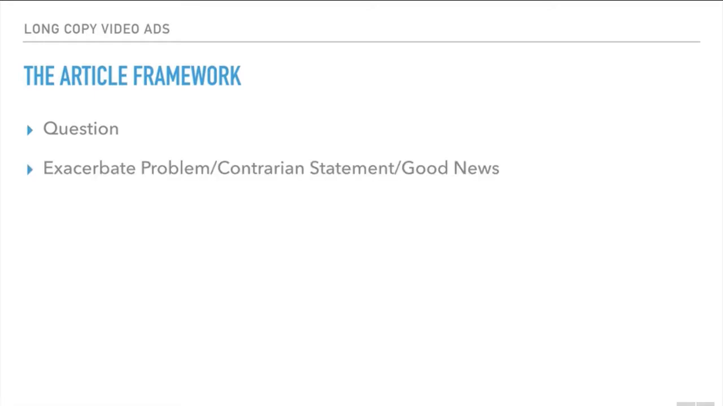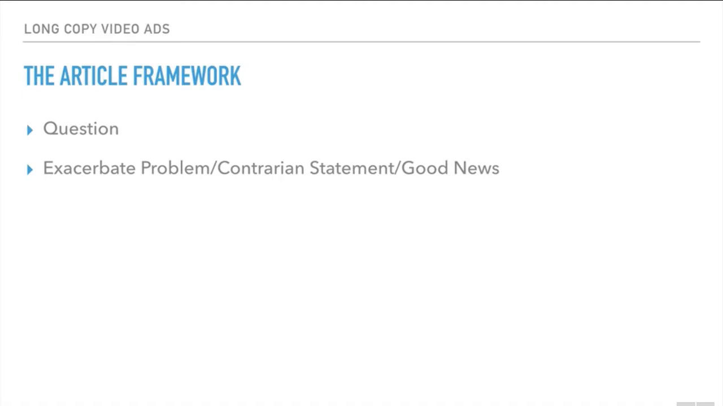First, you ask a question, and it's usually a benefit thing, like, hey, do you want big result? The next step is you can do any of these three things. You can exacerbate a problem, like, do you want big results? Well, the problem is it's always been really hard and horrible, right? So that's one way. That's exacerbate problem.